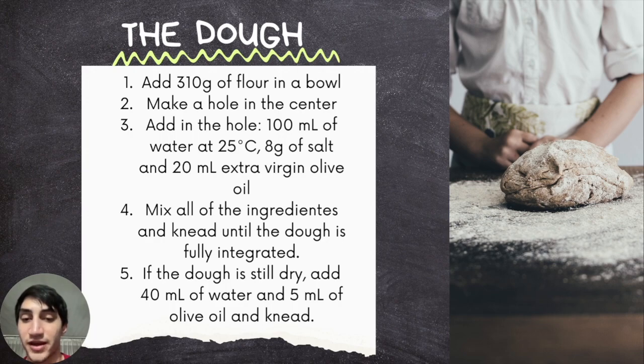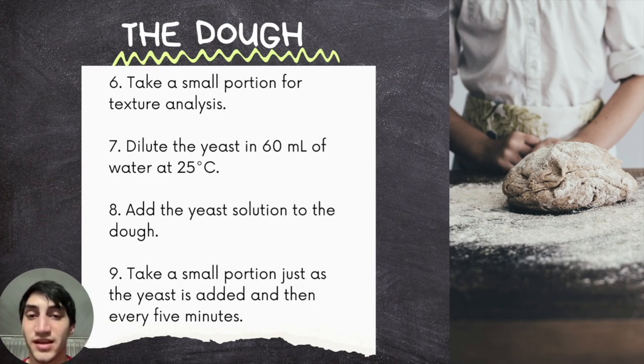In our case, the dough was still dry, so we added 40 milliliters of water and 5 milliliters of olive oil, and we kept kneading. The next step was to take a small portion of the dough for texture analysis. Then we diluted the yeast in 60 milliliters of water, also at 25 degrees Celsius. We added the yeast solution to the dough, and we took a small portion of the dough just as the yeast was added, and then every 5 minutes.